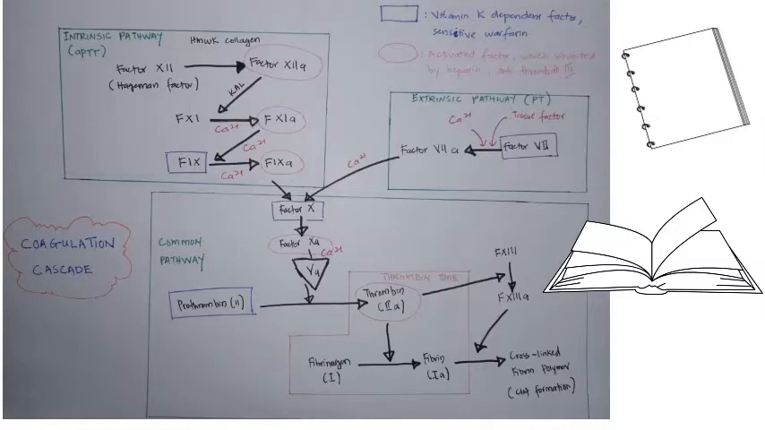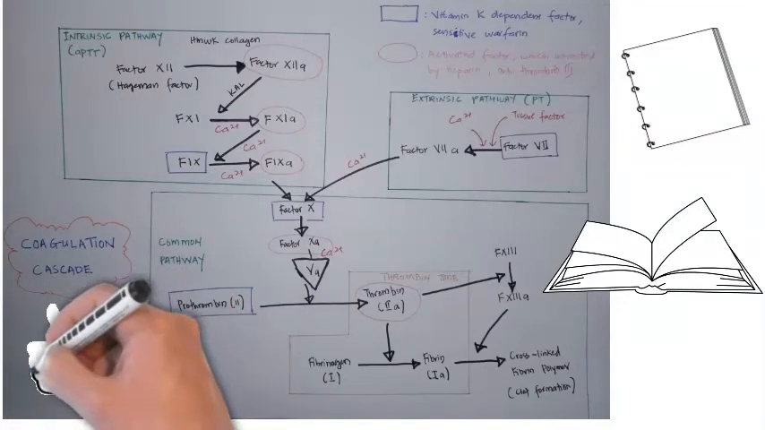In the common pathway, factor 10 in activated form will act as a catalyst to change prothrombin to thrombin, factor 2 to factor 2A. Factor 2A, thrombin, will act as a catalyst to stimulate fibrinogen to fibrin. And fibrin, with the help of factor 13A, the activated form, will change to fibrin polymer that is the prelude for clot formation.